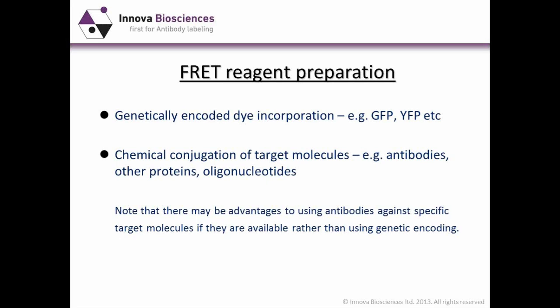Be aware that there can be some advantages to using antibodies against the target molecules if they're available, rather than using genetic encoding. The main reason for this is that you can get higher levels of dye incorporation into the antibody as opposed to the single copy that you will get if you incorporate something like GFP into a protein.